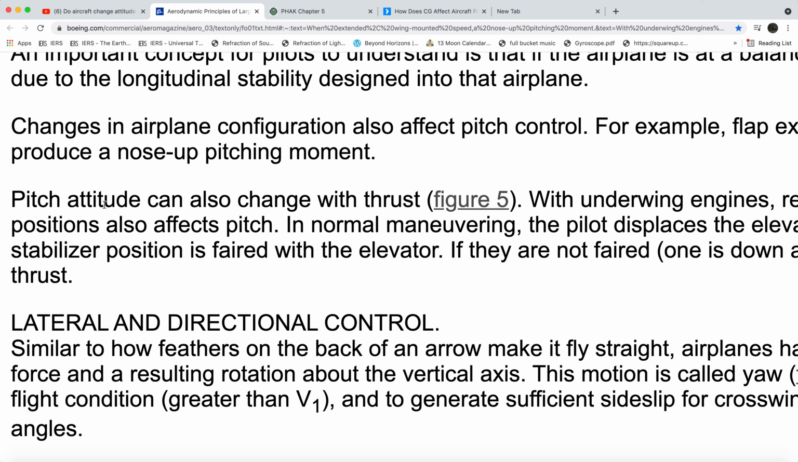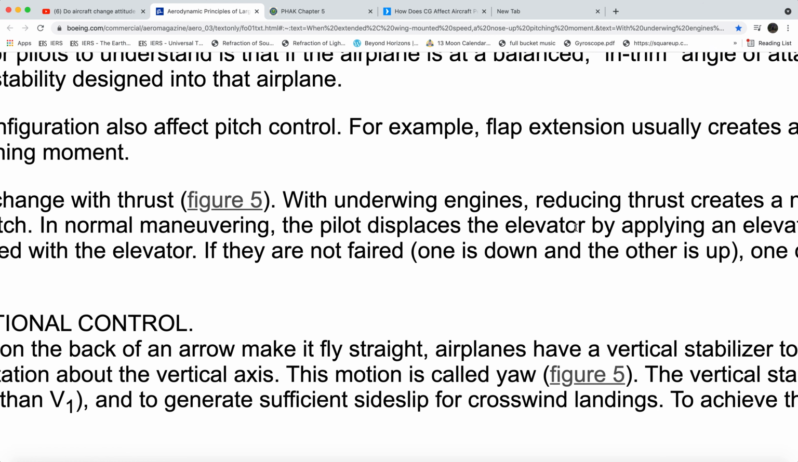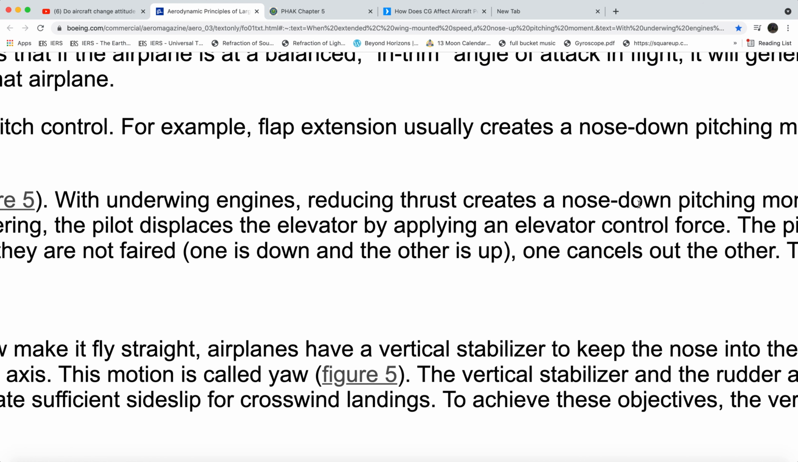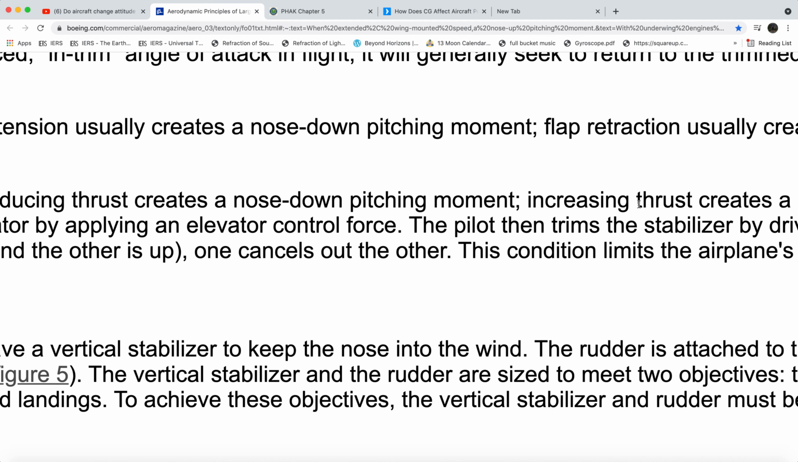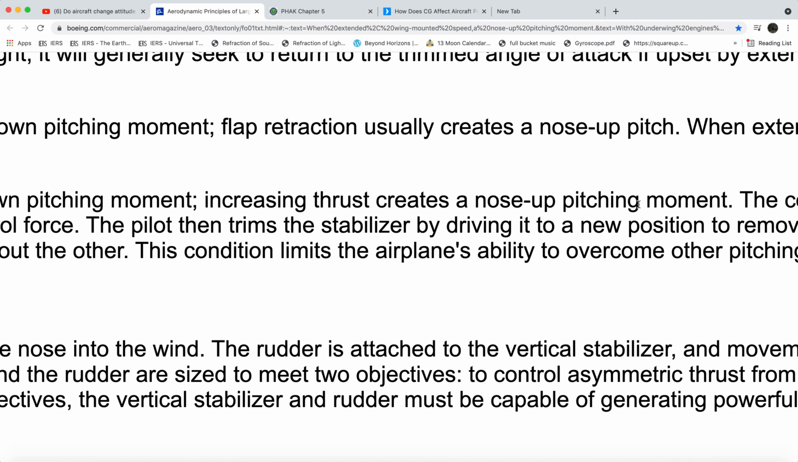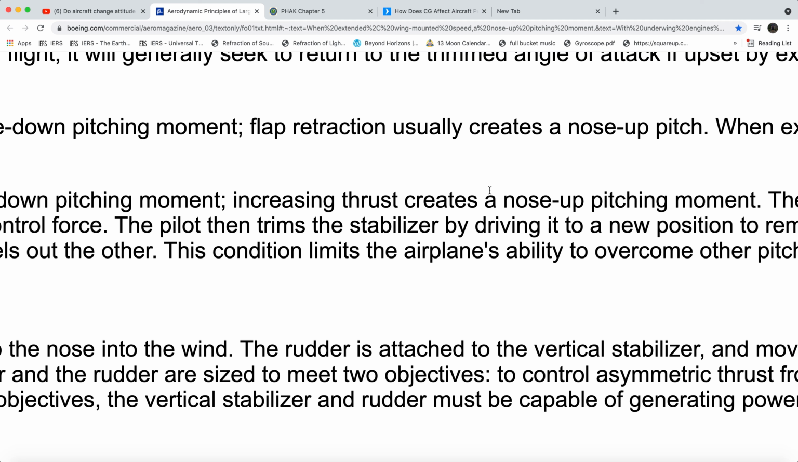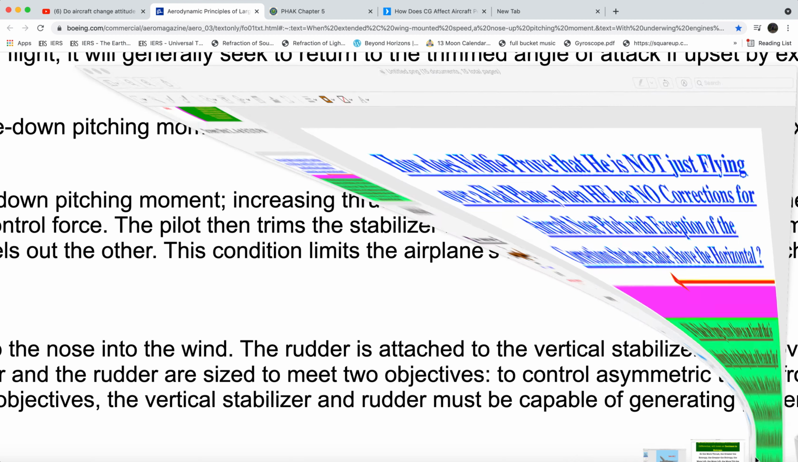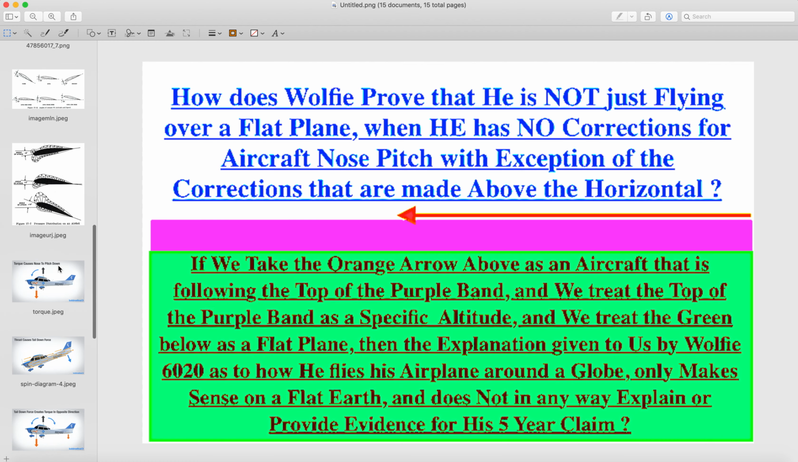Pitch attitude can also change with thrust. So pitch attitude can change with thrust. With underwing engines, reducing thrust creates a nose down pitching moment. Increasing thrust creates a nose up pitching moment. So when you increase thrust, you instantly, right, cause the nose to go up. Now, why is that? Why does that happen? So let me just come back to this one.